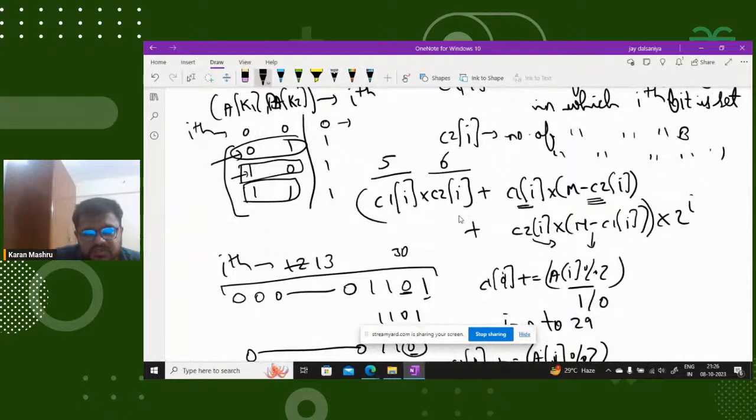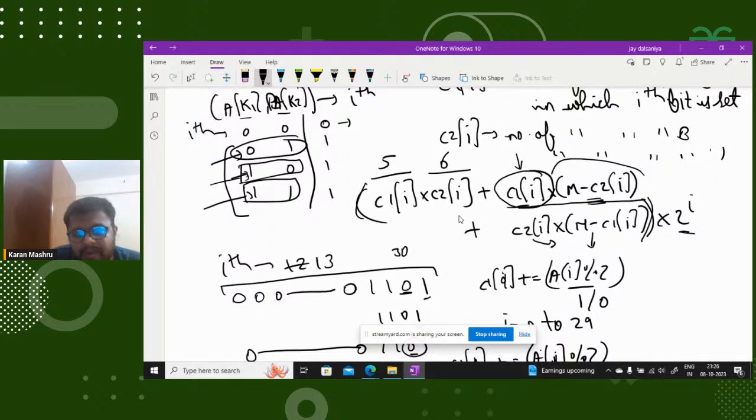Basically, this was the equation: the total number of pairs in which the ith bit is set. The ith bit will be set if it is set in one element of array A and one element of B, or if it is set in any one of them. So C1 of I into M minus C2 of I represents the number of elements in array A in which the ith bit is set, multiplied by the number of elements in array B in which the ith bit is not set. Because M is the total number of elements in array B, C2 of I is the number of elements in array B in which the ith bit is set.